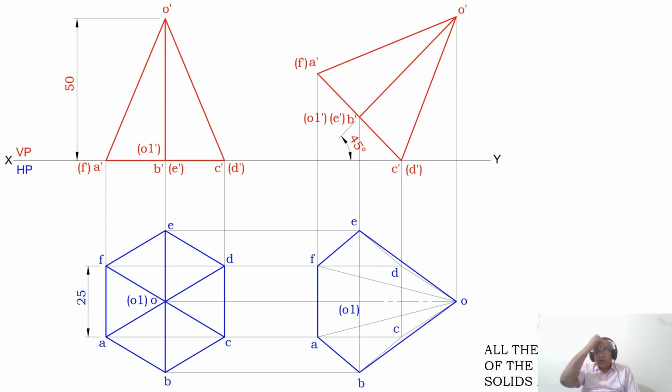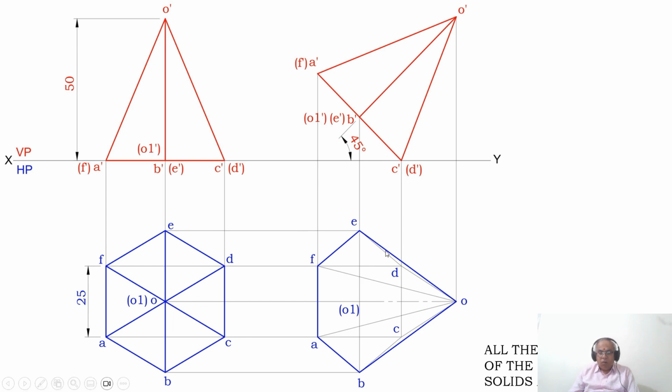So now, how to do that? Here, all the exterior edges of the boundaries of the solids are visible. So from O to E, E to F, F to A, A to B, and B to O will form the exterior edges of the boundaries of the solids. So you darken them. Okay.